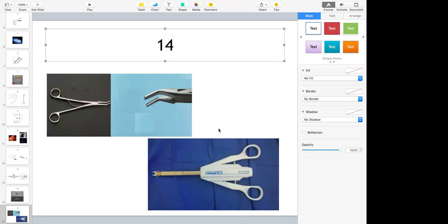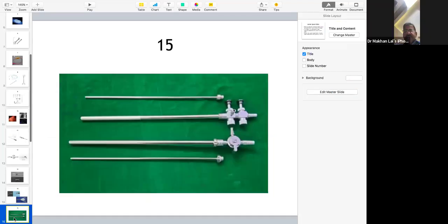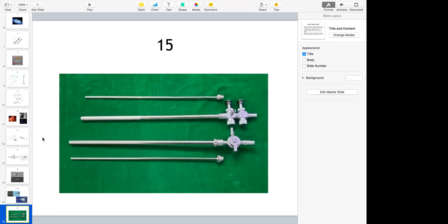Okay. Now, what are these clips made of? Titanium. Yes, titanium. Good. These titanium clips are MRI compatible or not? Compatible, sir. MRI compatible, sir.